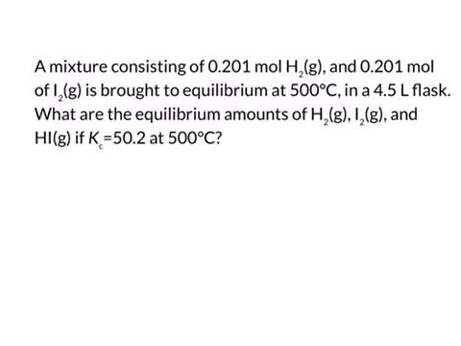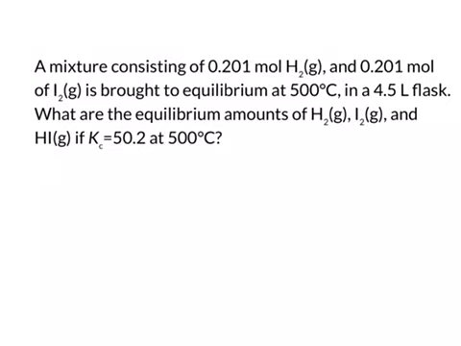So a mixture consisting of 0.201 moles of hydrogen gas and 0.201 moles of iodine gas is brought to equilibrium at 500 degrees Celsius in a 4.5 liter flask. What are the equilibrium amounts of hydrogen, iodine, and hydrogen iodide if Kc equals 50.2 at 500 degrees Celsius?